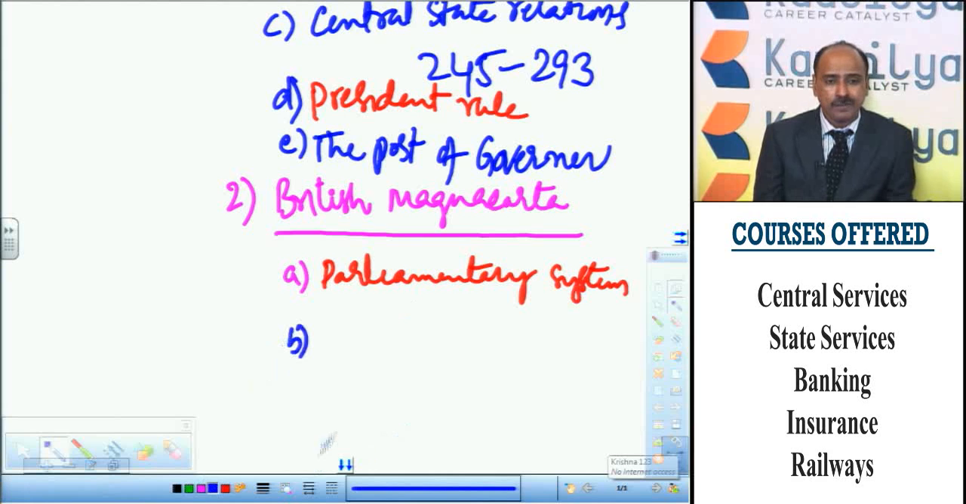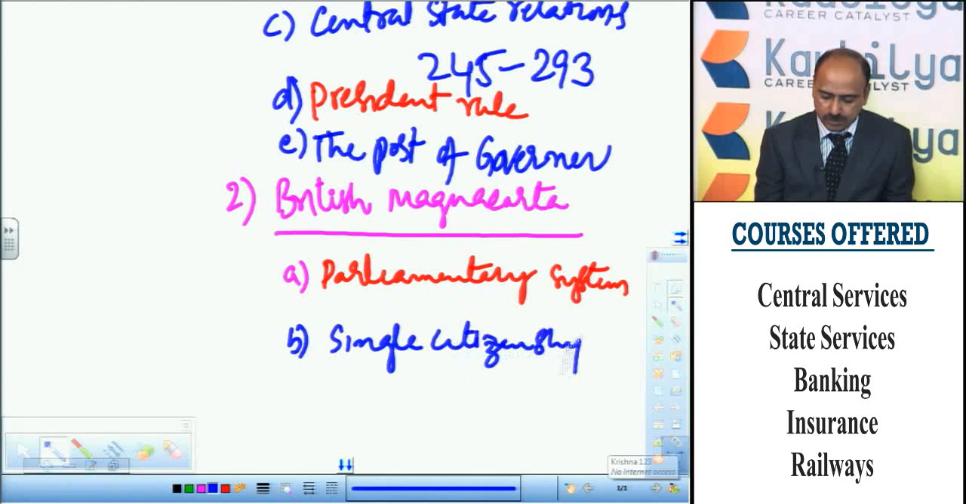Next, single citizenship. America follows dual citizenship, but India follows single citizenship. This concept is borrowed from Britain. Wherever you live in the country, single citizenship is enough. State citizenship is not possible in our country except Jammu Kashmir. Jammu Kashmir people have dual citizenship. Other than Jammu Kashmir, all the people in our country have only single citizenship.